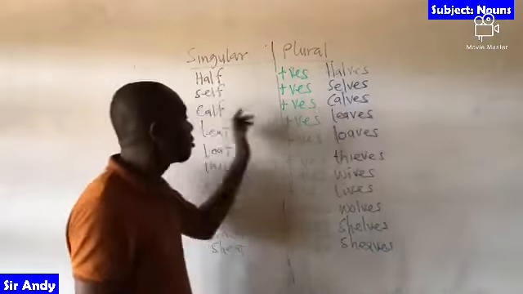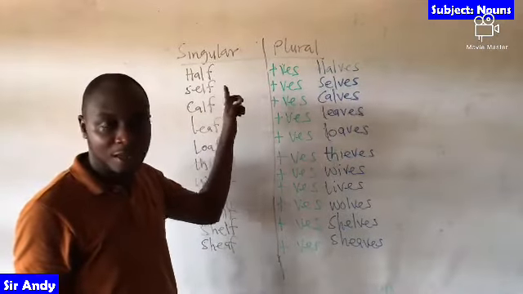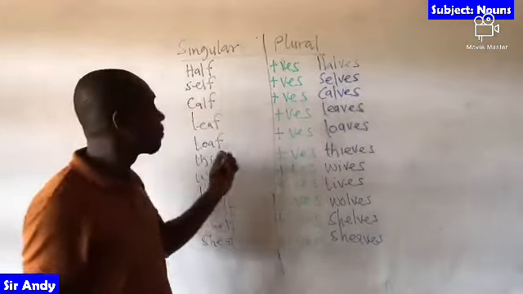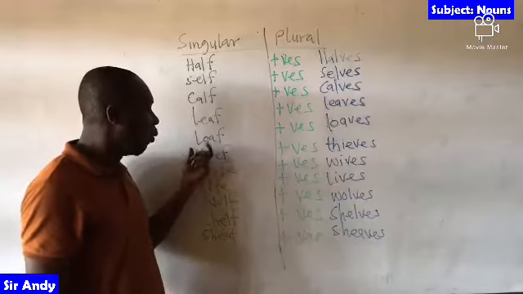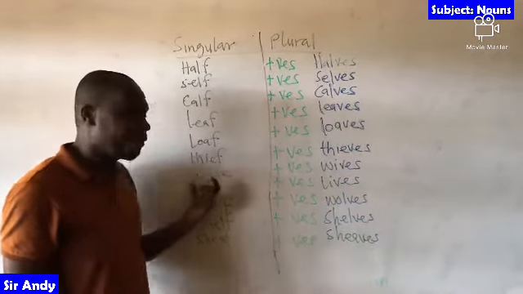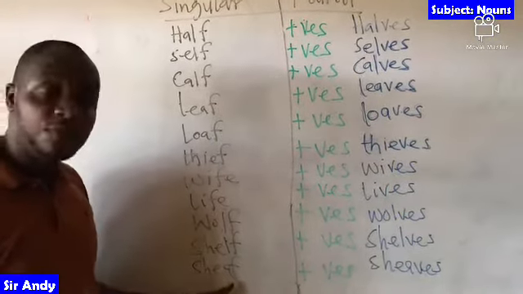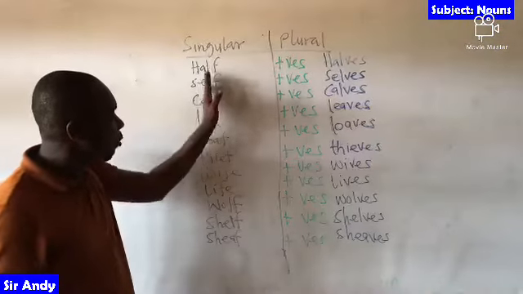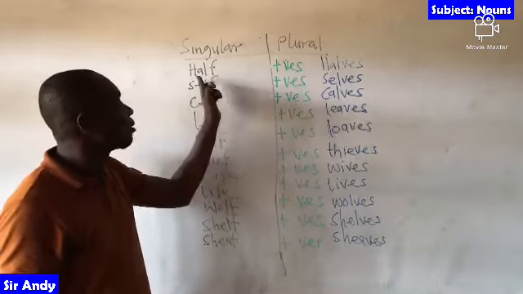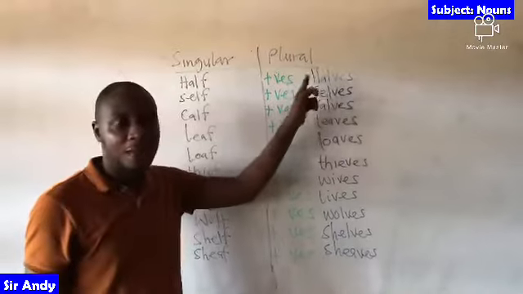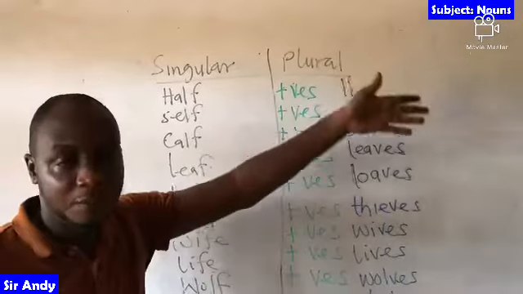When you do that, then you have changed them from their singular forms to their plural forms. So we have words like half. We don't say half with the L sound. Half, calf, leaf, loaf, thief, wife, life, wolf, chef, sheaf. So we are going to do away with all the F or FE, and then we shall replace them with VES. So half becomes halves.